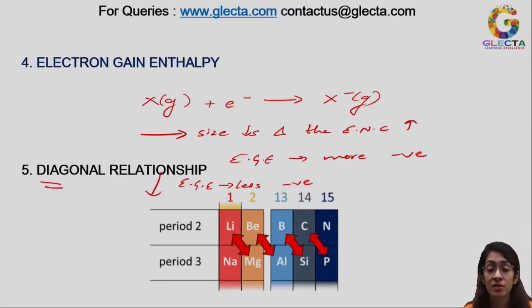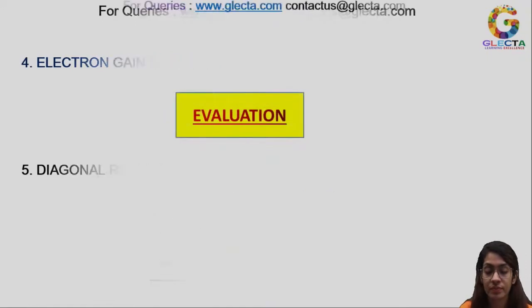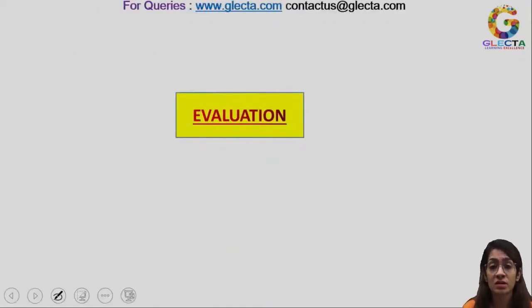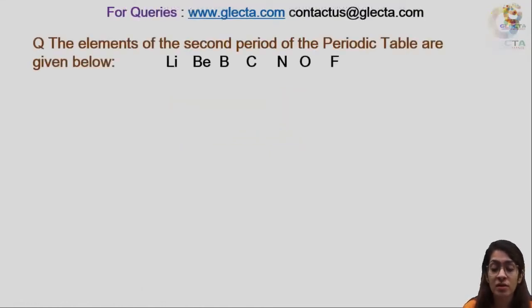You can see that there is a diagonal relationship between lithium and magnesium, beryllium and aluminum, boron and silicon, and carbon and phosphorus. That is, these elements of the second and third period show similarities in their chemical and physical properties, and the relationship between these elements is termed the diagonal relationship. That was all about periodicity and its properties, and how these properties vary across a period and down the group. Now, discussing some questions.